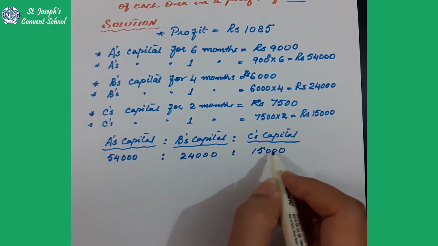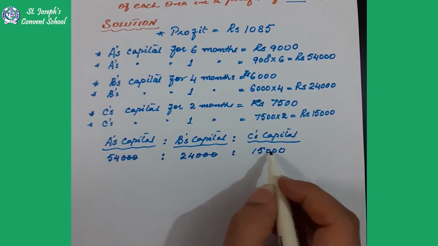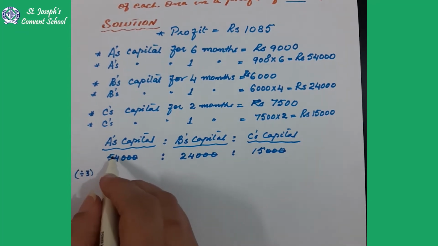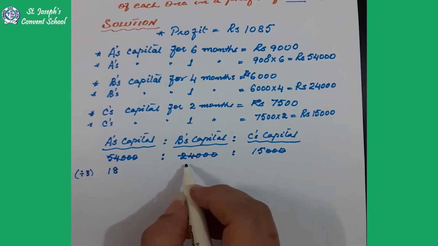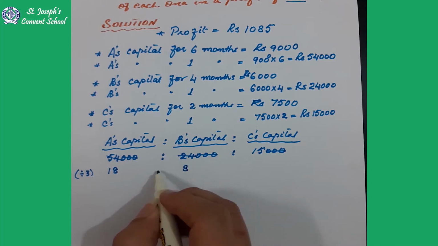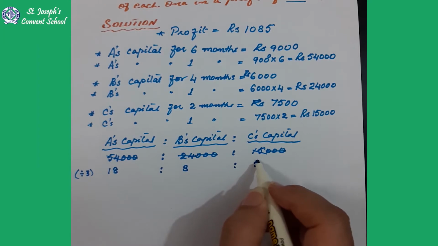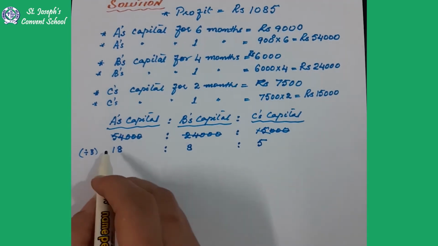Now you can simplify it. These three zeros, then these three zeros and three zeros are cancelled. Now you can further divide. All three are in the table of 3. We will divide by 3. 3 into 18 is 54. 3 into 8 is 24. 3 into 5 is 15. Now you cannot divide further, so we will find the sum of ratios.